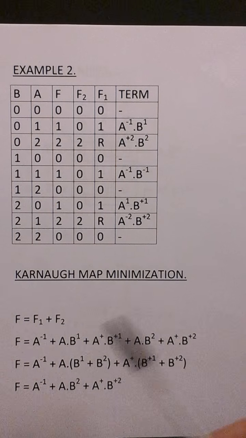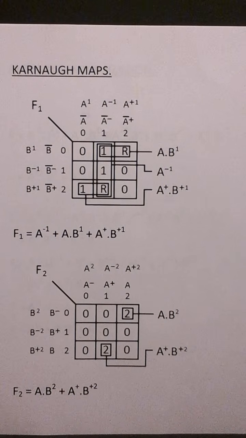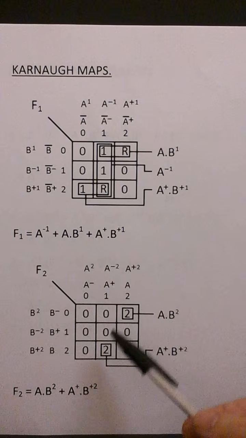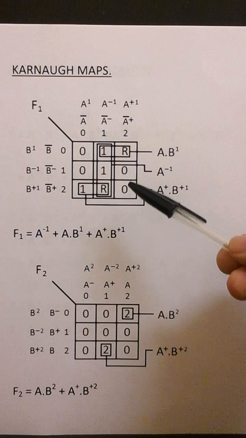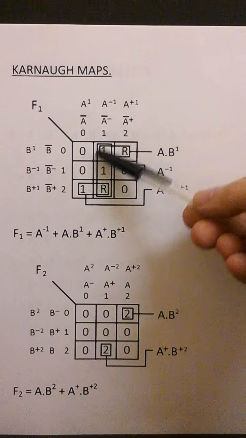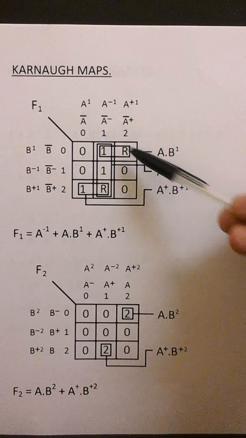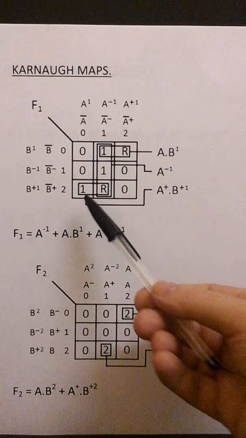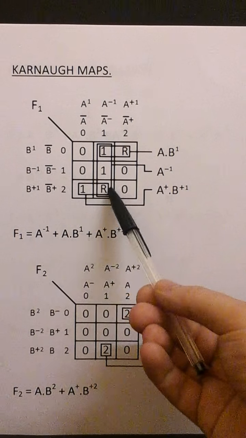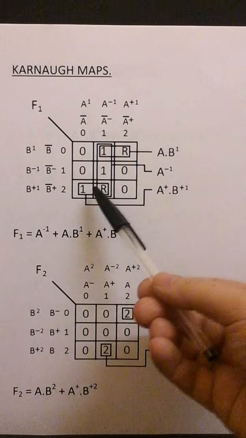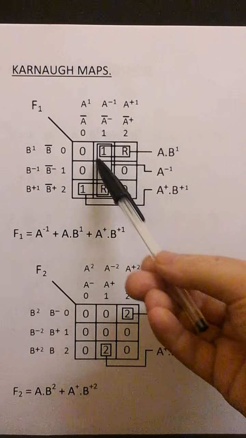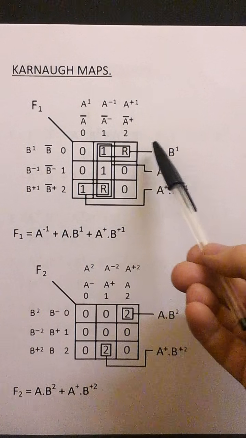Now what I've done here, I'll show you the Karnaugh map first. First of all, look at Karnaugh map F1. I've looped the redundant terms there with these 1s to give a whole column looped, which is A minus 1, and I've got a loop of 2 here which is A plus and B plus 1, and I've got a loop of 2 here which is A B1.